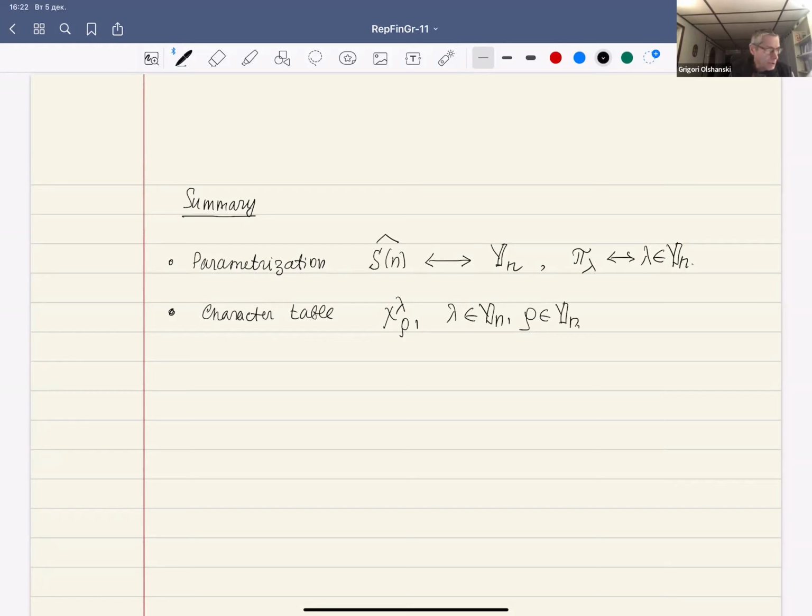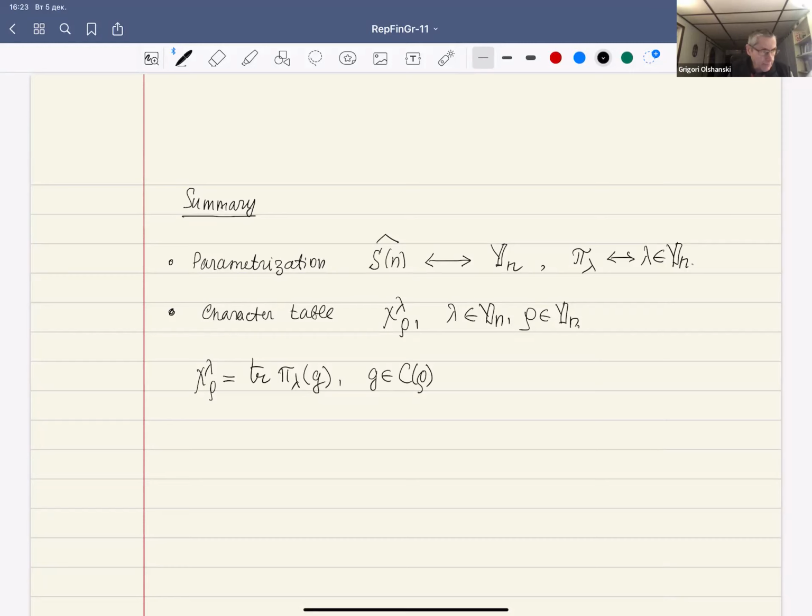And by definition, this quantity is the value, is the trace of the operator which corresponds to any element G, where G has cycle structure rho. So it belongs to the conjugacy class, which is labeled by rho.